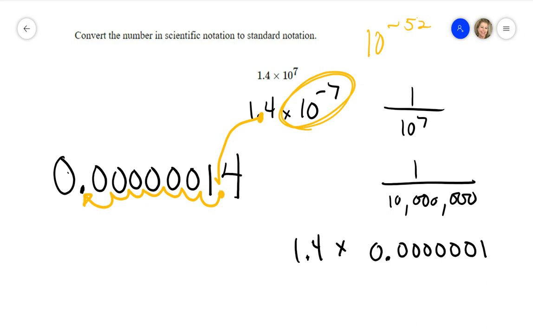It's really, really tiny. And the further you go to the right of the decimal point, it starts with 0, which means you don't even have one whole thing. This is really teeny, teeny, tiny. So anyway, that's scientific notation, converting it from scientific to standard notation. Hope that helped.